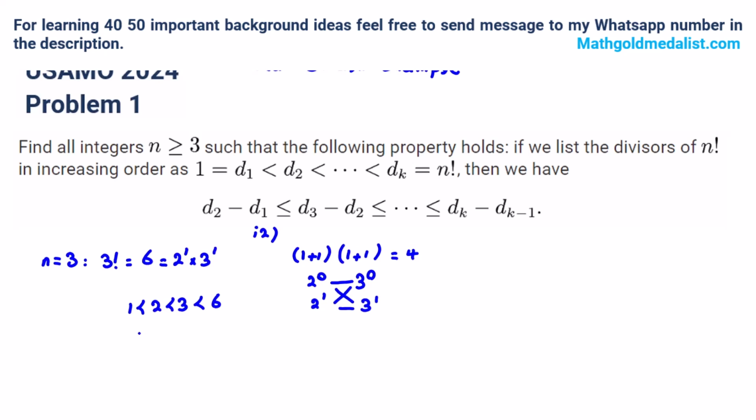Now, the differences. 2 minus 1 is 1, less than or equal to 3 minus 2, which is 1, less than or equal to 6 minus 3, which is 3. So n equals 3 works. Let's write them.